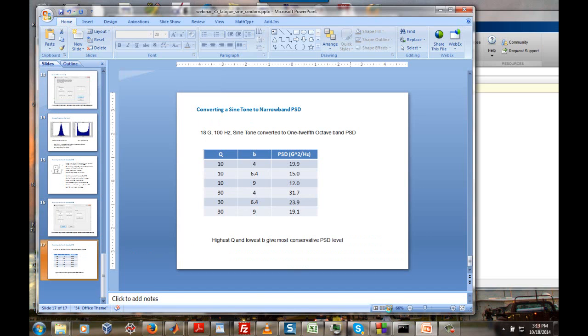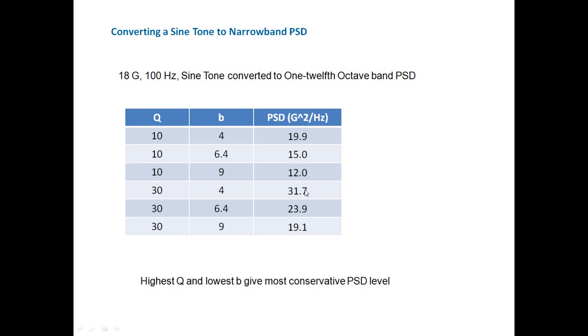Okay, I'm getting a little fat-fingered there. Where that arrow cursor is pointing, that is the worst case PSD going from sine tone to narrowband. And that corresponds to the highest Q and to the lowest B. So if you're uncertain what Q should be and you're uncertain what B should be, then crank up Q a little bit higher and crank down B a little bit lower.